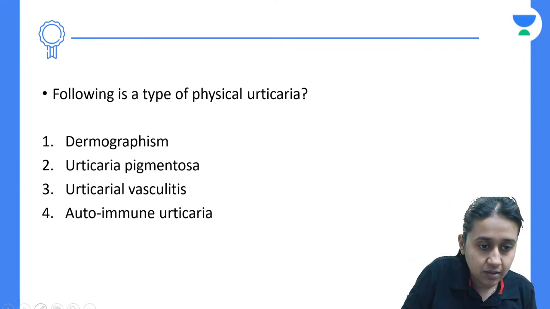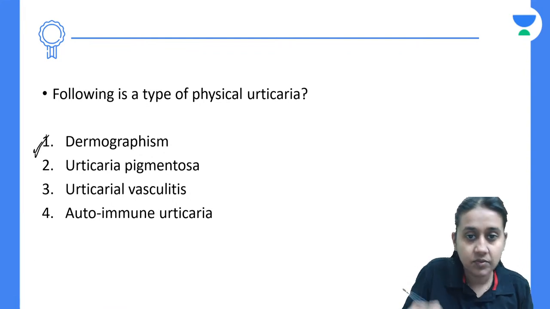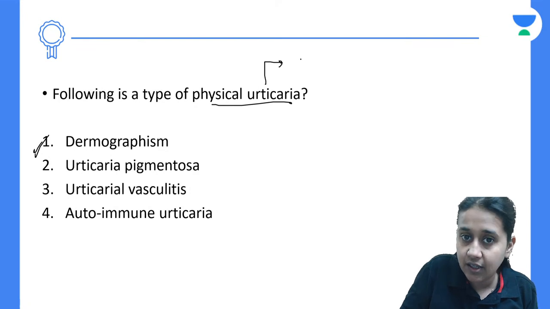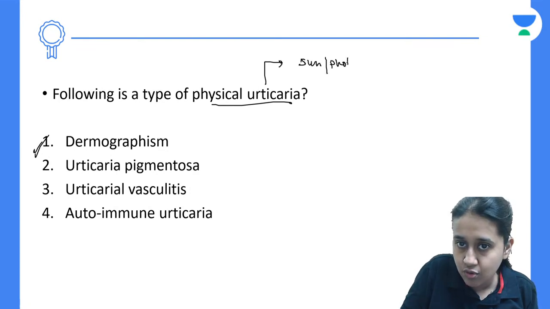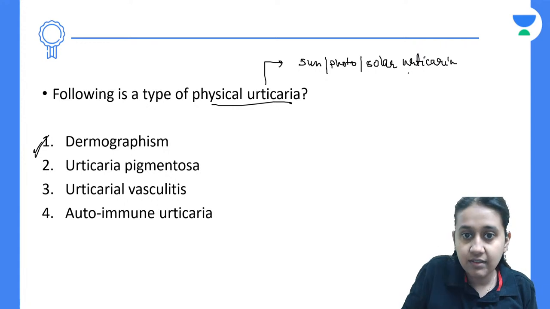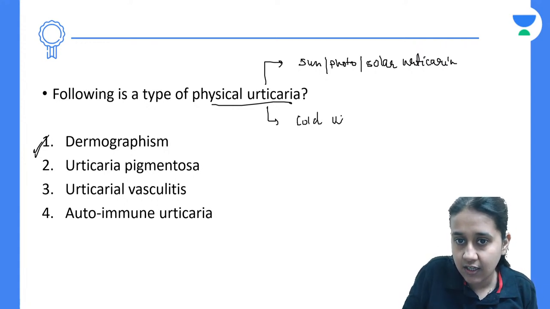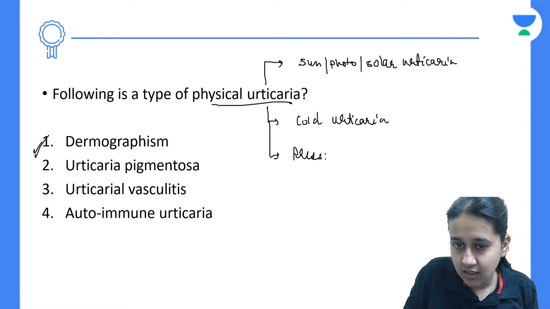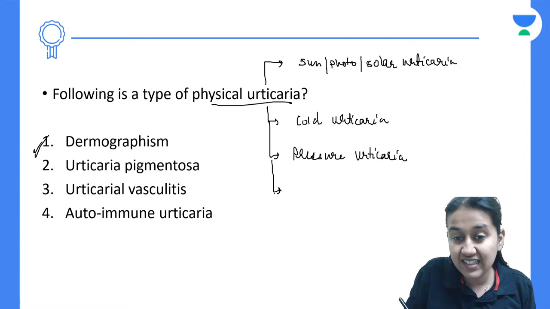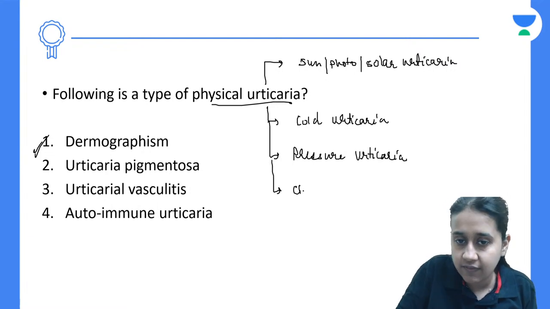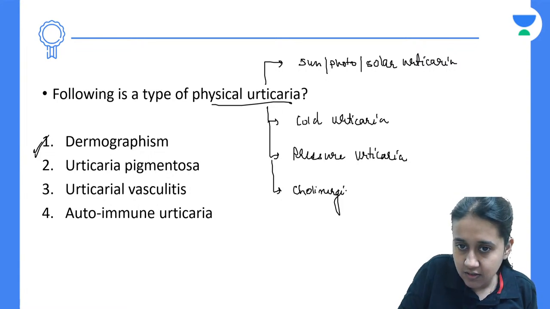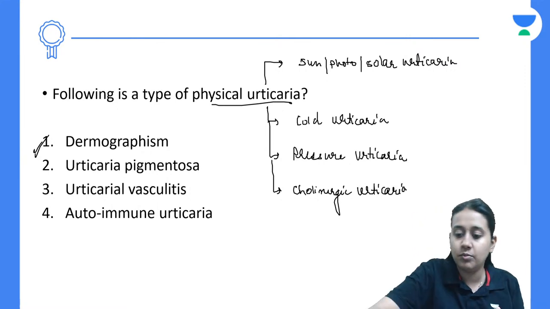Very nice. It is dermographism. This is the most common physical urticaria. Other than this, physical urticarias are sun induced, which is known as sun or photo or solar urticaria. All these names can be used for the same thing. Then we have secondary to cold, which is known as cold urticaria. Sometimes because of touch or pressure, you develop what is known as pressure urticaria. And they are usually delayed, so it is delayed pressure urticaria. Because of exertion, because of release of acetylcholine, you develop cholinergic urticaria. So all these are examples of physical urticaria because of agent present outside the body.